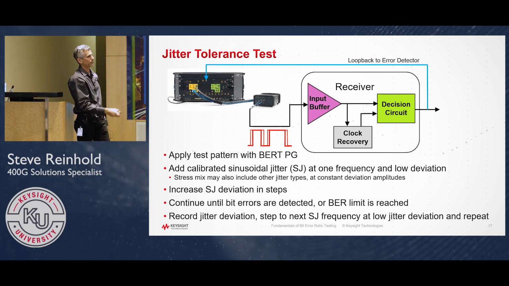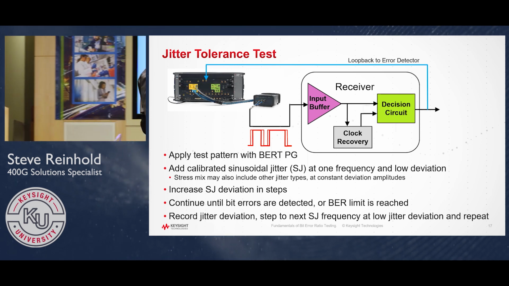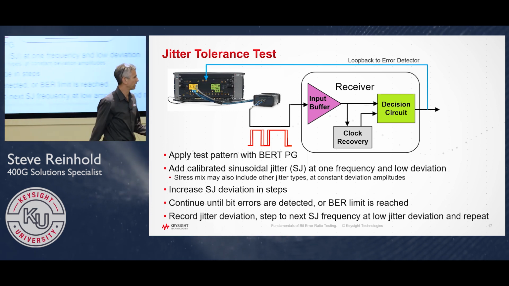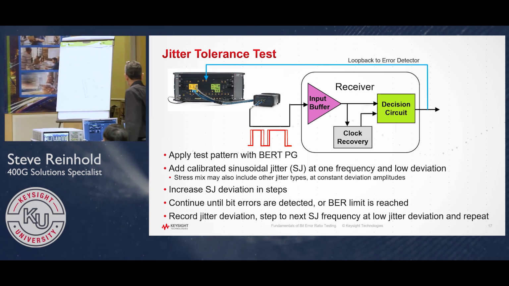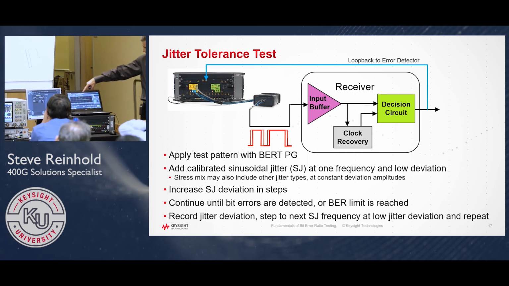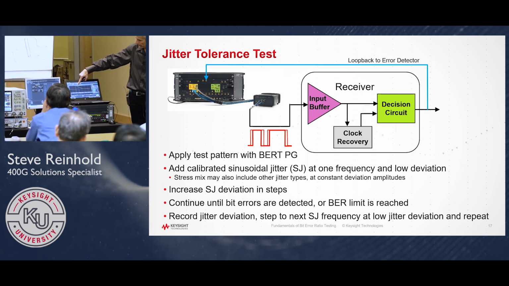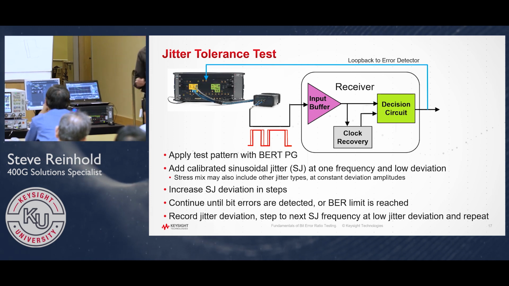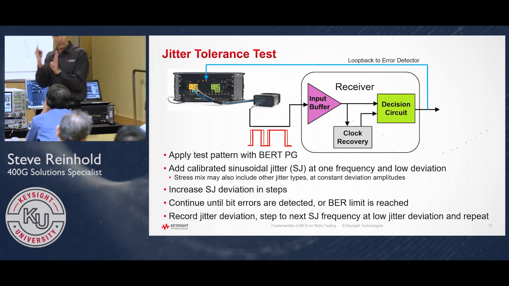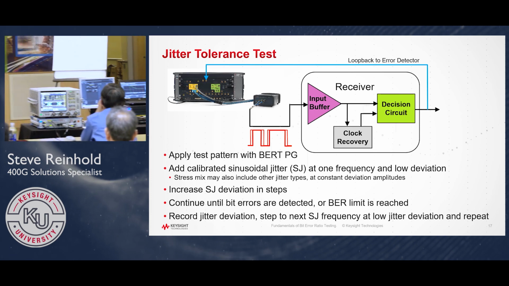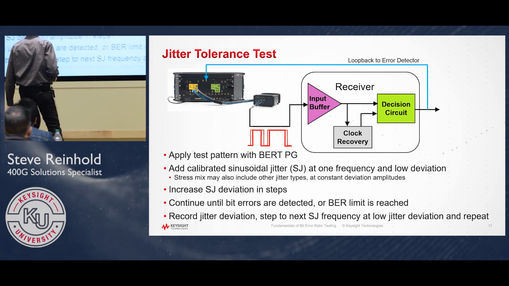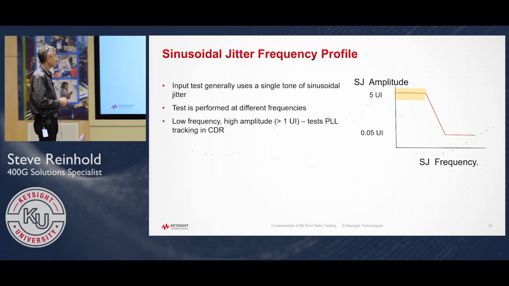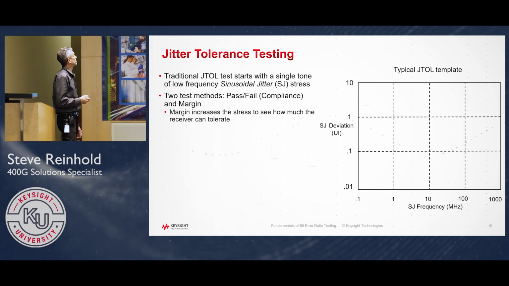I don't know if you can see it up here, but I think I have a JTOL on here right now. Across the bottom of the screen you see sinusoidal jitter amplitude, and at the low frequencies the clock recovery can track more sinusoidal jitter amplitude than at the high frequencies. And we have a little plot on that here. Oh, here it is, right here.